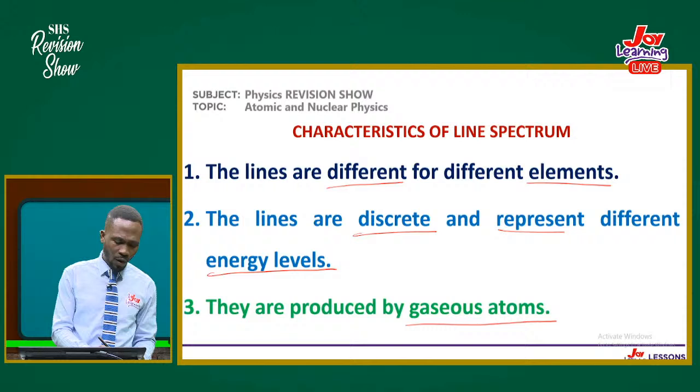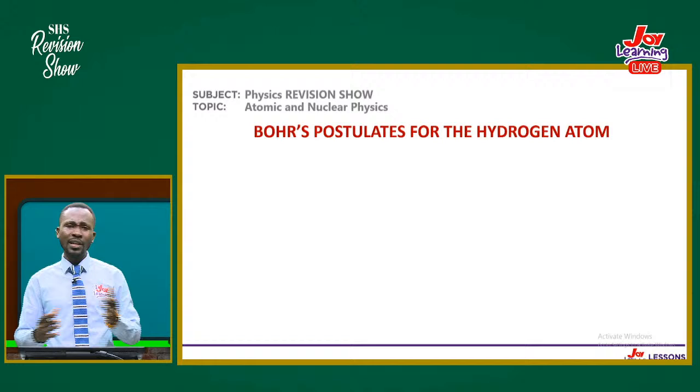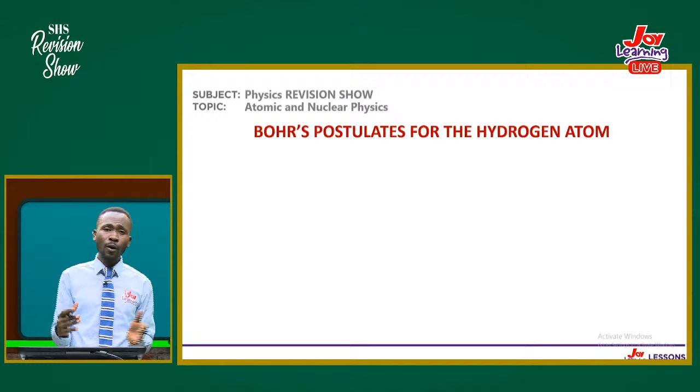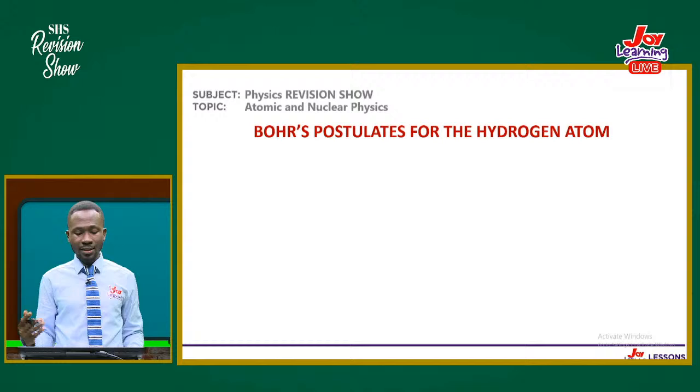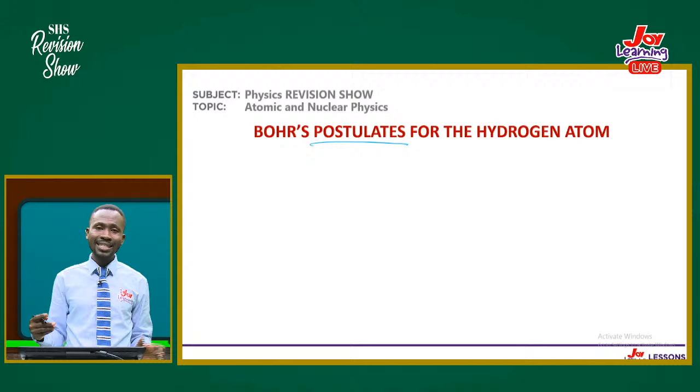Now, I would like us to look at Bohr's postulates for the hydrogen atom. Because we are doing a recap, we are privileged to come across about 3 models of the atom: Thomson's model of the atom, Rutherford's model of the atom, and then Bohr's model of the atom. Now, Bohr came out with some assumptions or postulates for his model of the atom. So let's look at the postulates made by Bohr as he brought us his model of the atom, trying to improve upon what others had done already.